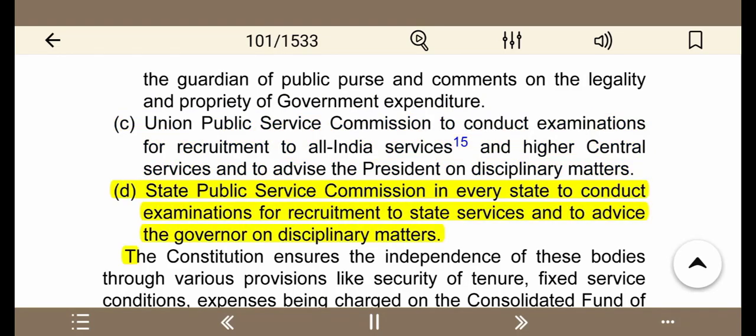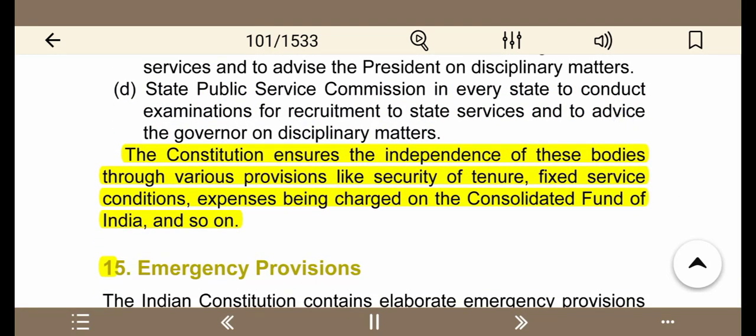State Public Service Commission in every state to conduct examinations for recruitment to state services and to advise the governor on disciplinary matters. The Constitution ensures the independence of these bodies through various provisions like security of tenure, fixed service conditions, expenses being charged on the Consolidated Fund of India, and so on.